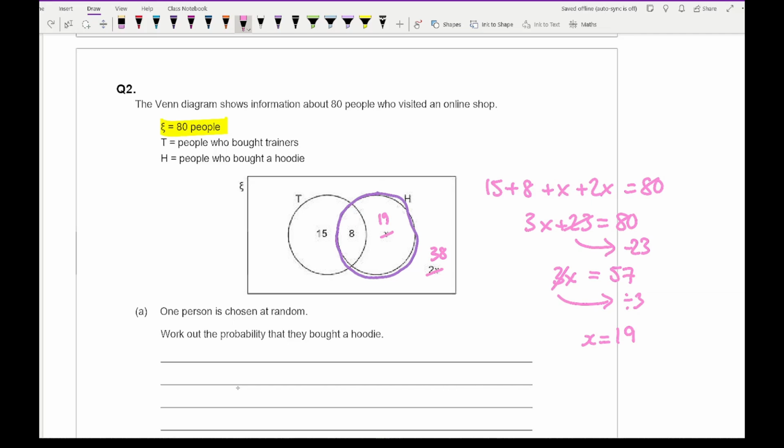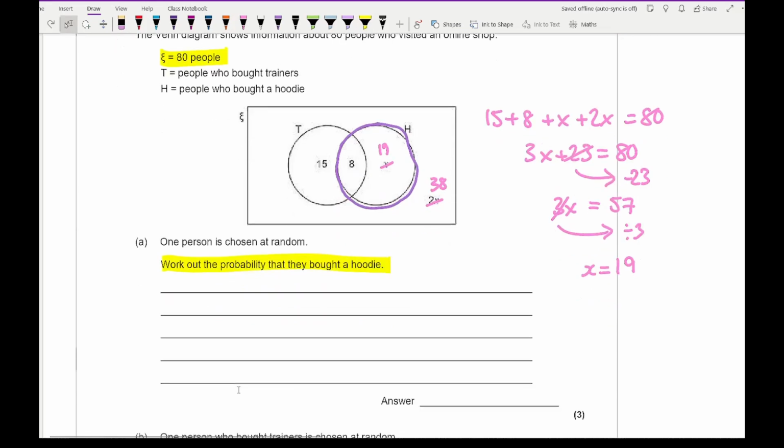Now remember, the question is not asking how many people bought a hoodie, but it's a case of work out the probability of selecting someone who bought a hoodie. So to work out the probability, it's how many people bought a hoodie, which is 8 plus 19, which gives me an answer of 27. So the probability is going to be 27 over 80. Does that simplify? I don't think it does, so we leave that as the answer.